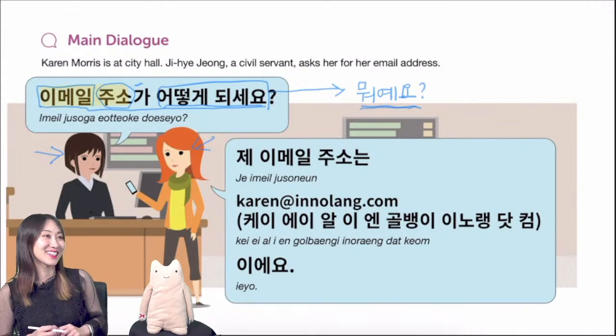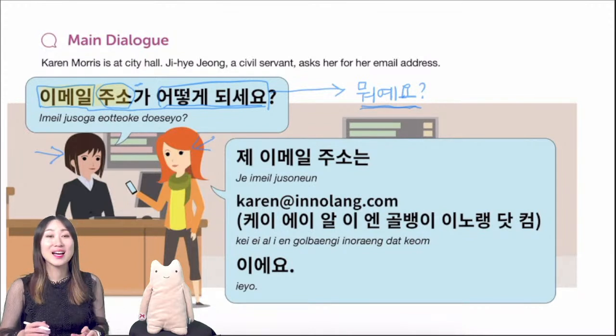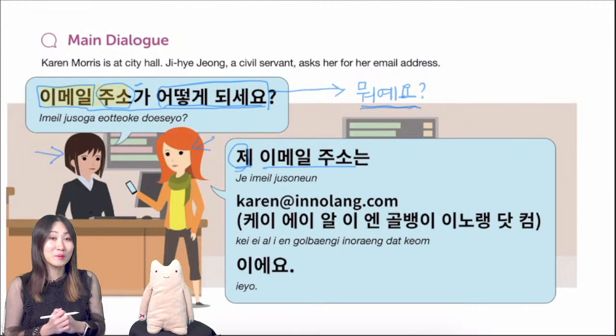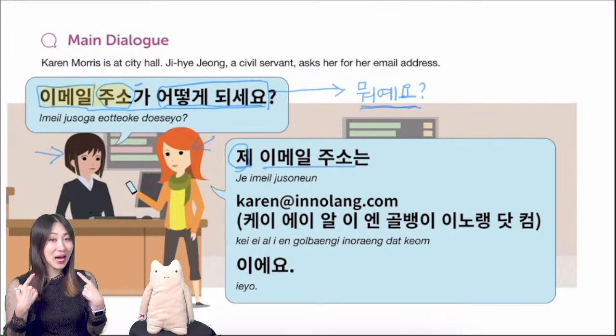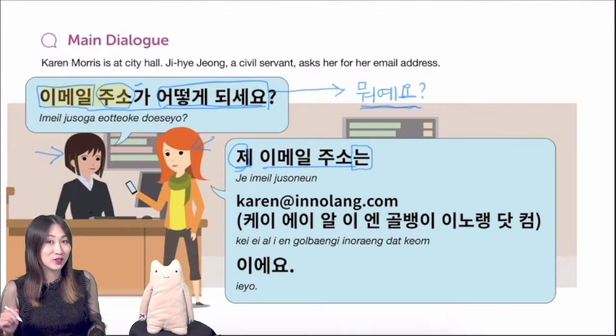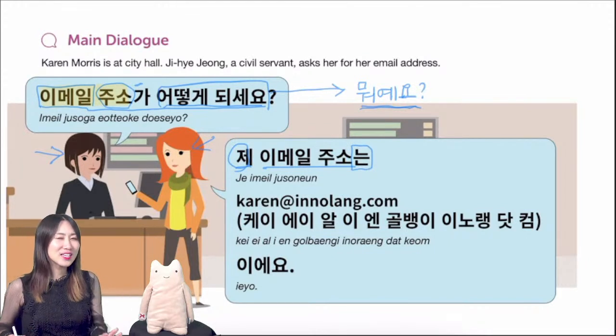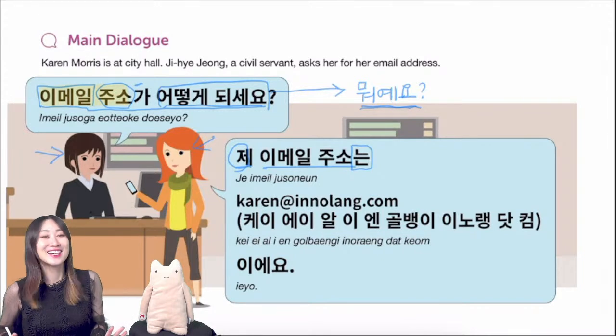Okay, great. So Karen is now answering. 제 이메일 주소는, now you know what 제 is, right? We learned this word many times and it means my. It's a humble way to say my. And 는 is a topic marking particle. It's like as for my email address, 제 이메일 주소는.